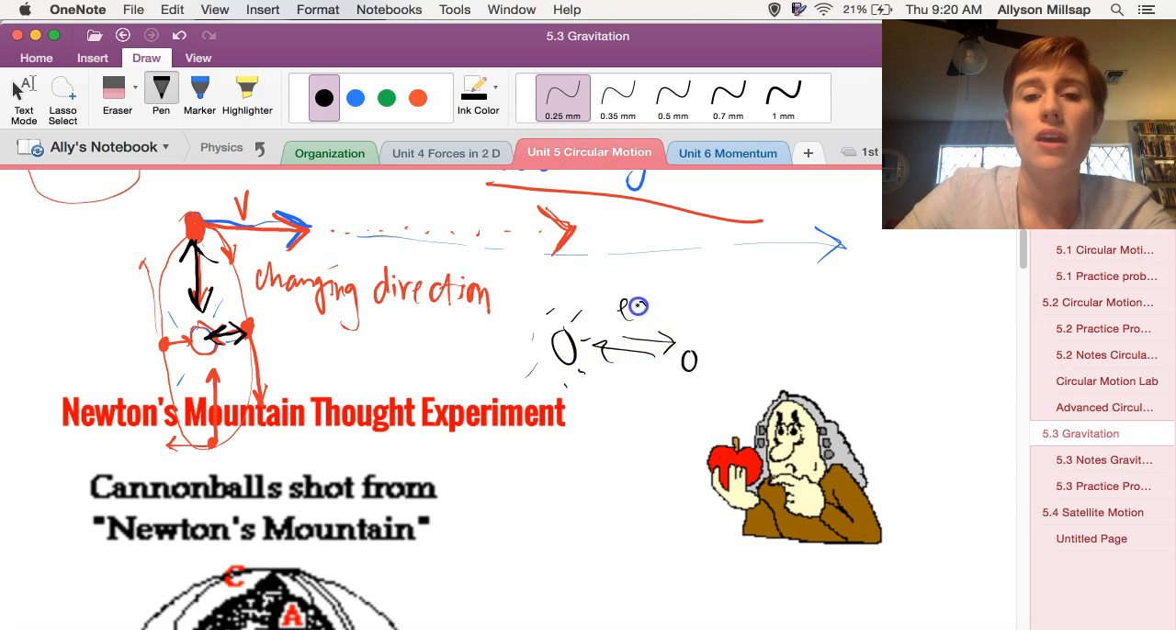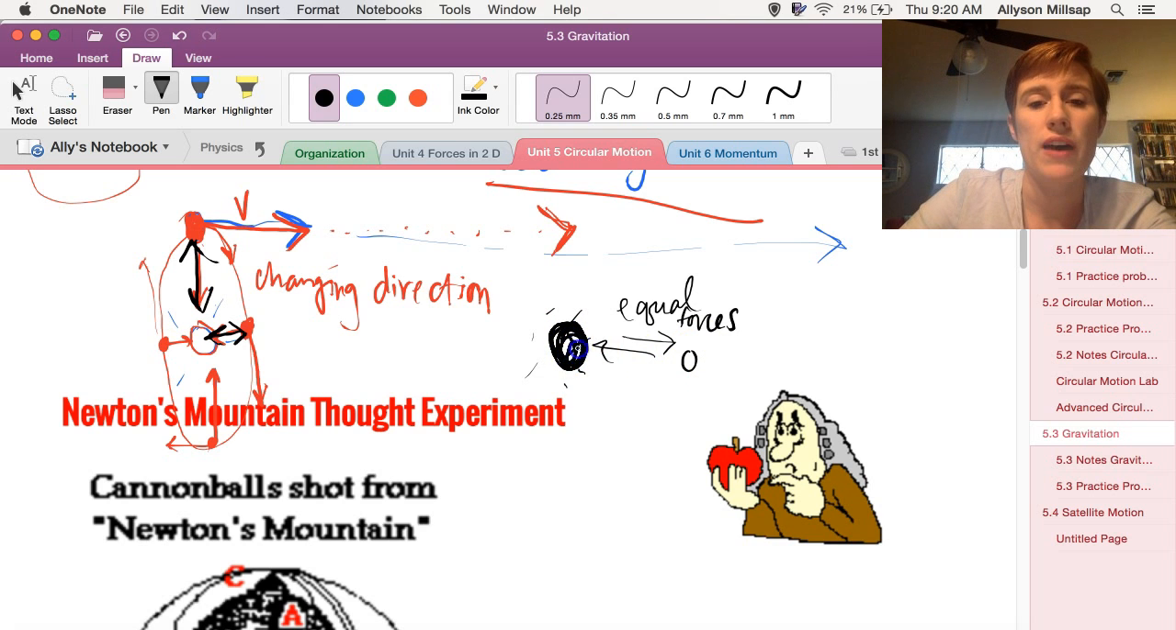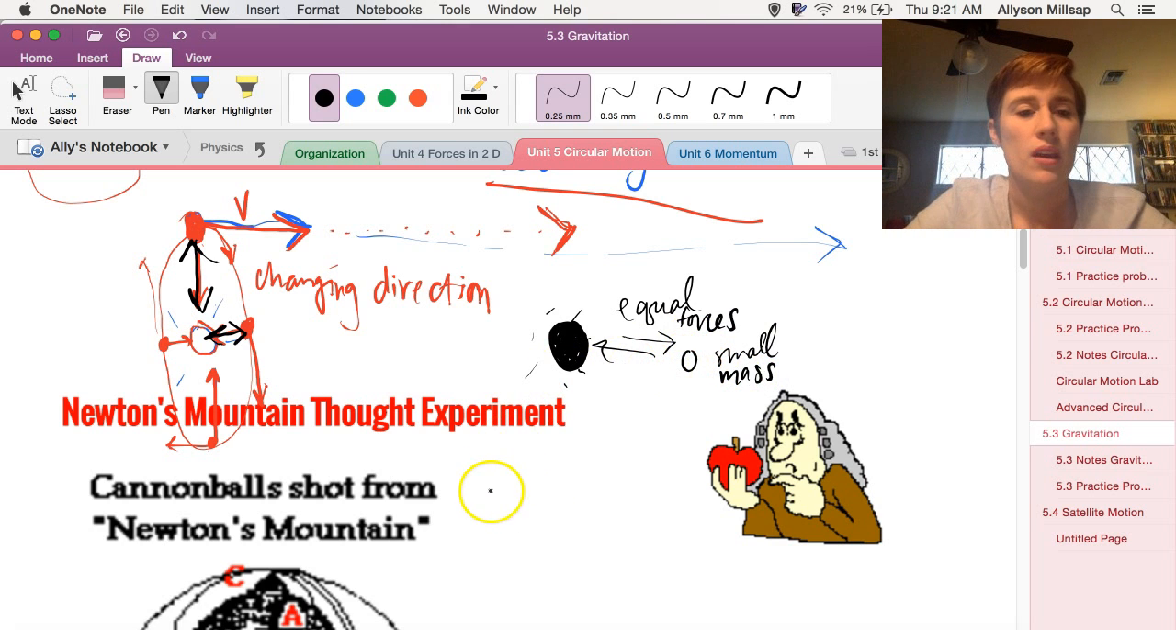sun with equal forces. The only difference is the planet is so much smaller than the sun that it has pretty much no effect. This pull on the sun has almost no effect on the sun. That's why the sun doesn't move and why this guy does move, because he's much smaller. So the smaller mass means that the force is going to have a greater effect.